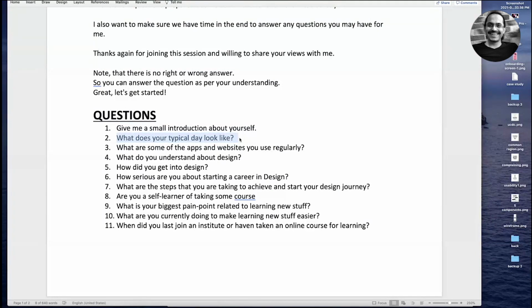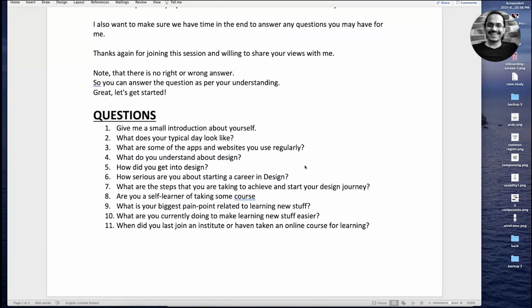So basically, don't start straight away with the main question. Try to start casually and start discussing the product. So what are some of the apps and websites you use regularly? What do you understand about design? How did you get into design? How serious are you about starting a design?